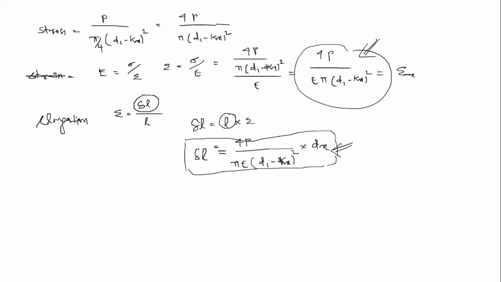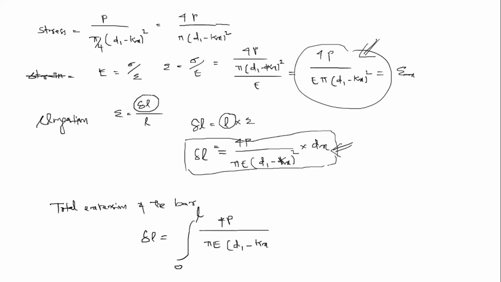So, we have to apply this equation to the total taper bar. For that, we have to integrate this equation. So, the total extension of the bar, del L, is equal to the integral, which is applicable to the total bar. The lower limit is 0 and the upper limit is L. So, 4P divided by pi E into the integral of dx divided by (d1 minus kx) the whole square.